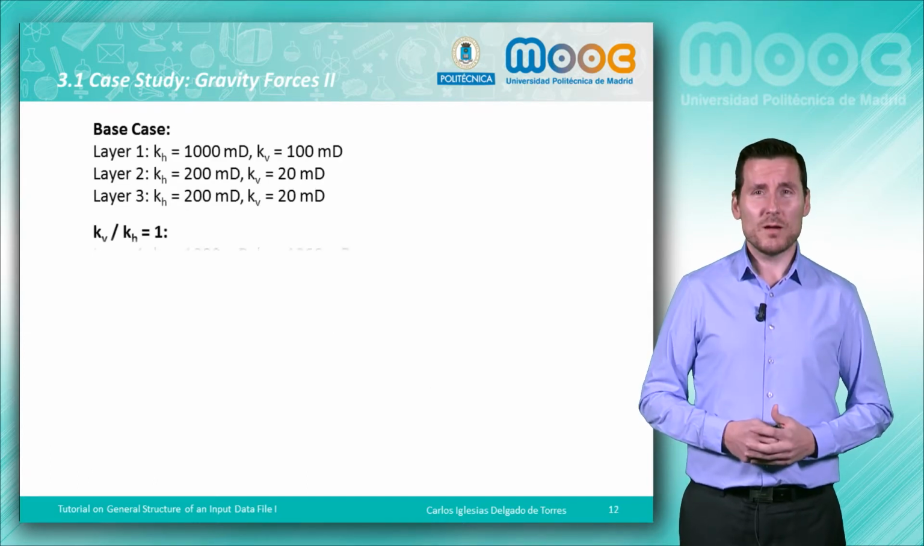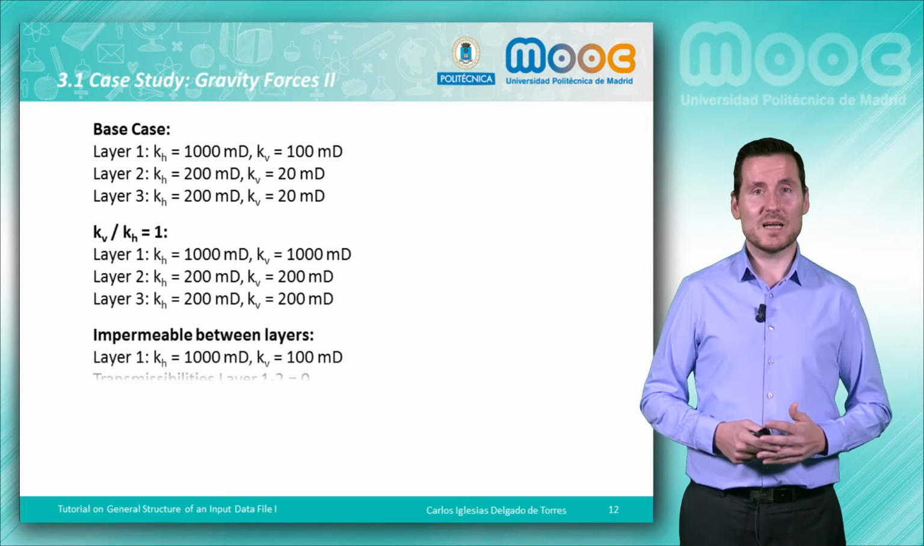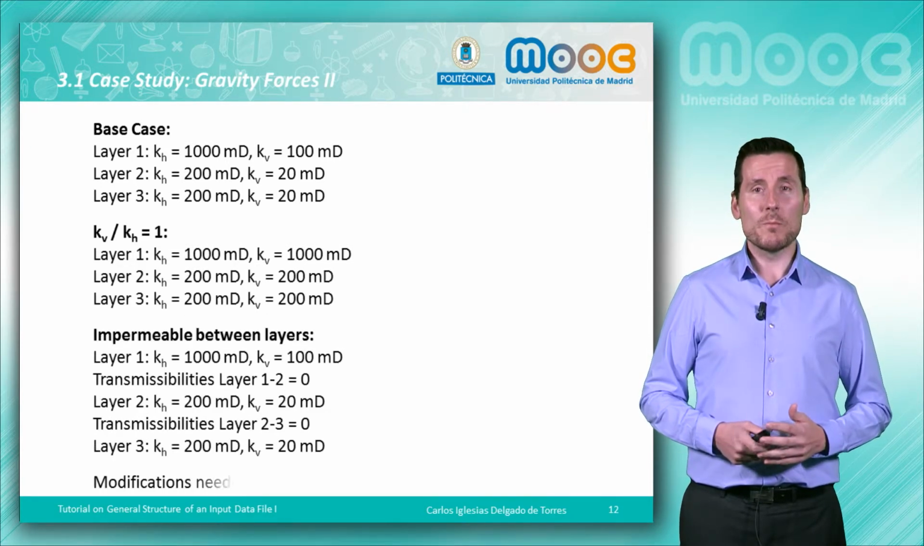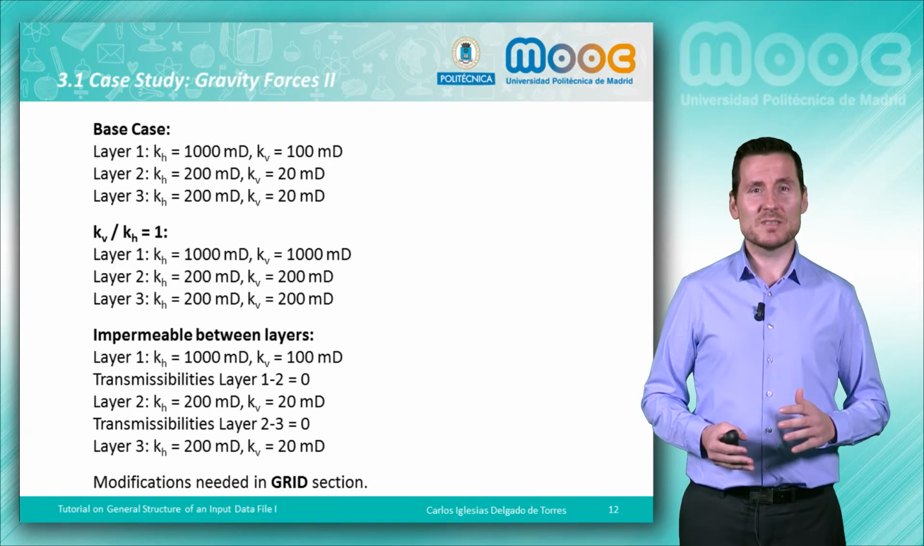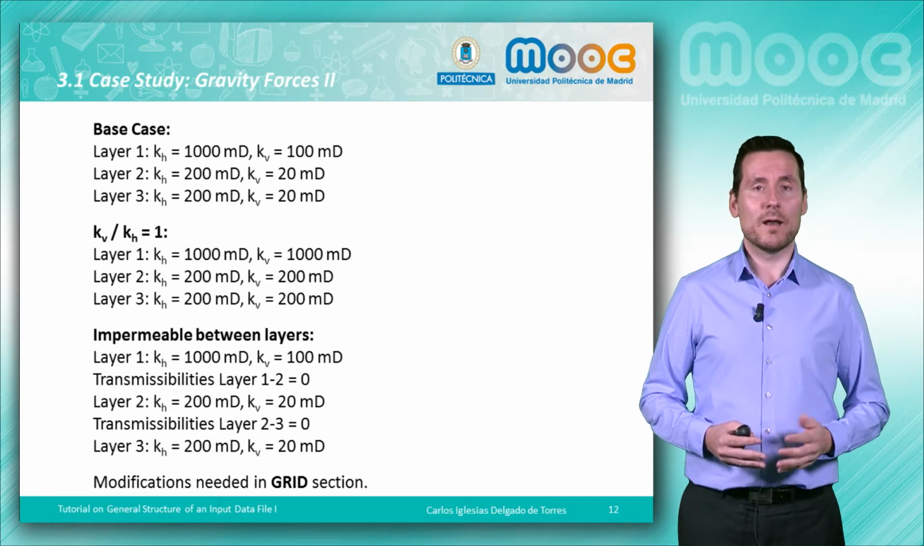In the following example, we will study other cases of gravity forces action. This time, we will compare our base case model, where the vertical to horizontal permeability ratio is about 0.1, with another model where this ratio is 1. It means that vertical permeability is 10 times greater than in the base case.